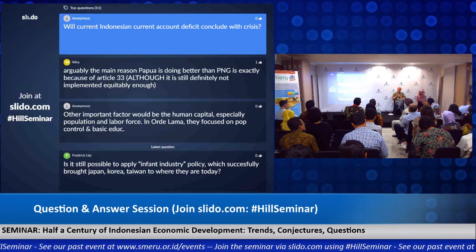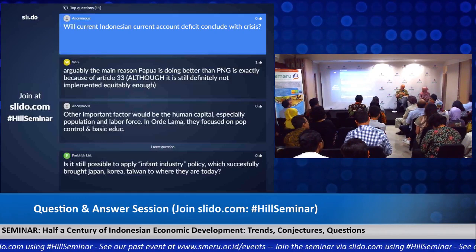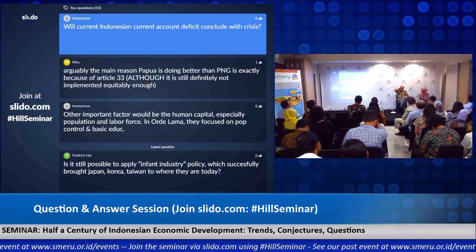the gap is quite big in per capita terms, right? Order Baru, 5 percent per capita on average, and now it's sort of 3 percent. So it's a big difference if you do it per capita, which is the relevant measure. Why is Indonesia not growing as fast?